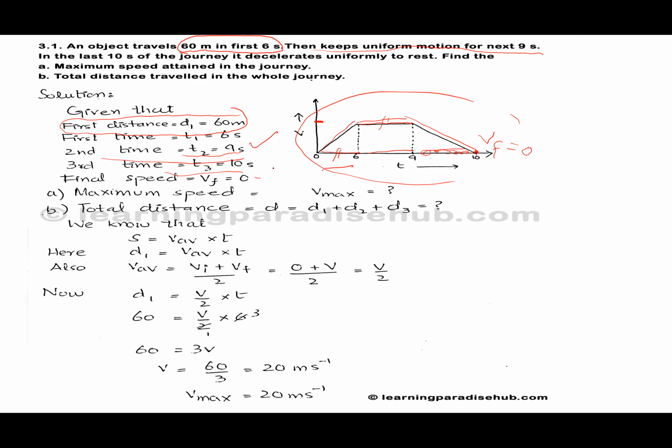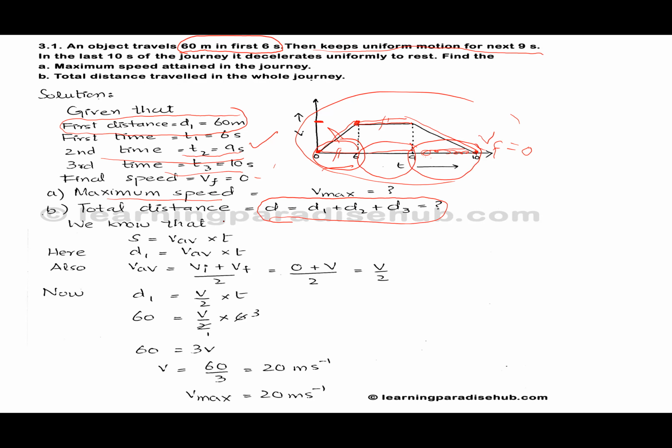Final velocity is 0. Now first we will find the maximum speed. So here the initial velocity is 0 and we have to find the final velocity. So the total distance is equal to d1. This is the formula which is used for the total distance. d1 is given, the distance for this journey is given, and for the other journeys we have to calculate.